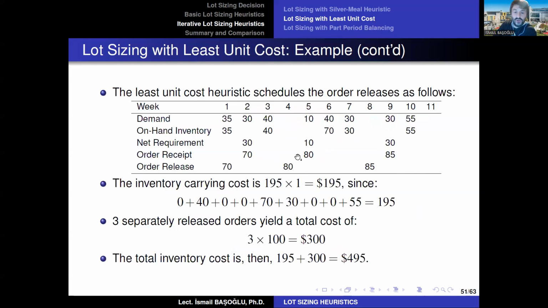Now we have 3 order receipts planned here, for which we need to release 3 separate orders. For each of them, we pay $100 of fixed cost. So my $300 here is the total fixed cost that I need to pay. And from the 2nd week until the 11th week, the total amount of inventory carried from one period to the next is 195. And for each of these, we pay $1, and the total cost is $495.